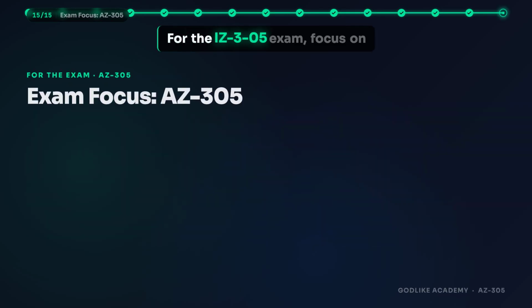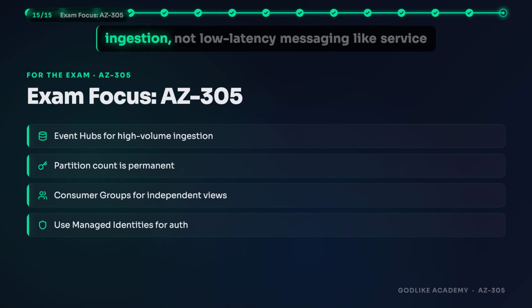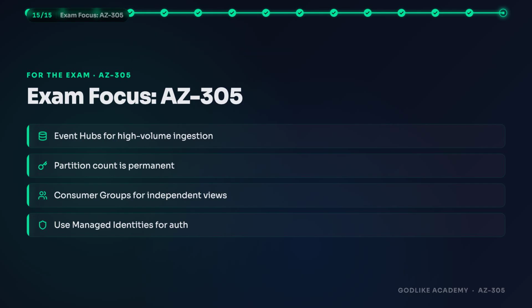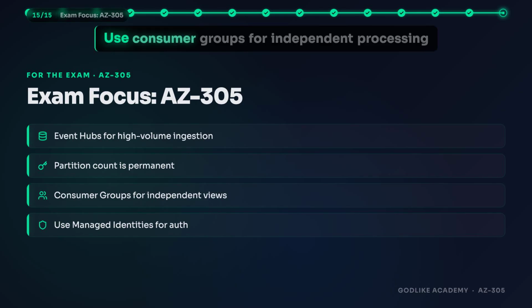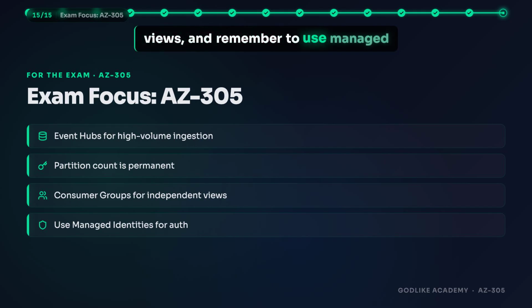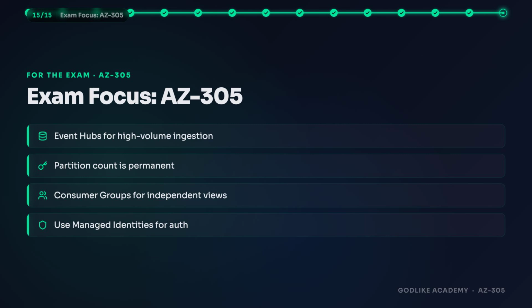For the AZ-305 exam, focus on these key points. Event Hubs is used for high-volume ingestion, not low-latency messaging like Service Bus. Always choose the correct partition count during creation. Use consumer groups for independent processing views, and remember to use managed identities instead of hard-coding connection strings.